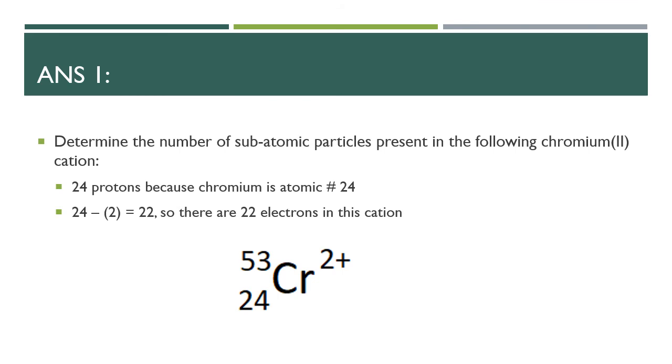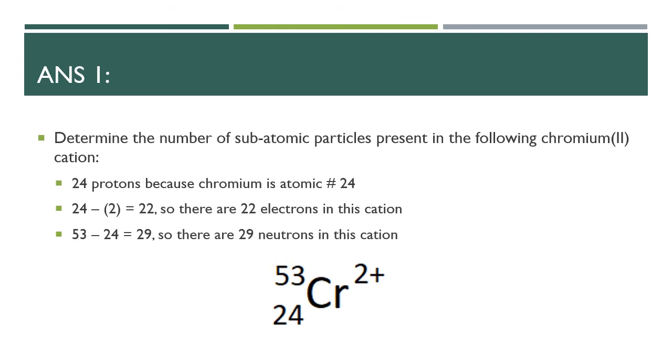Finally, we need to find the number of neutrons. To find the number of neutrons, we subtract the atomic number from the mass number that is listed. This chromium-2 cation has a mass number of 53. 53 minus 24 is equal to 29, so there will be 29 neutrons in this cation.